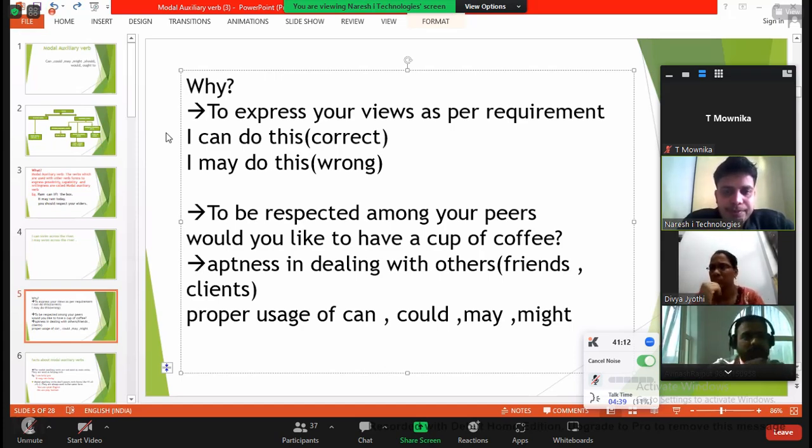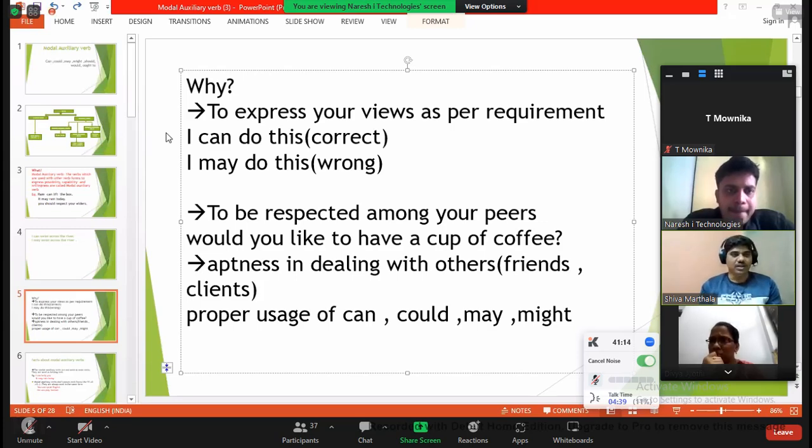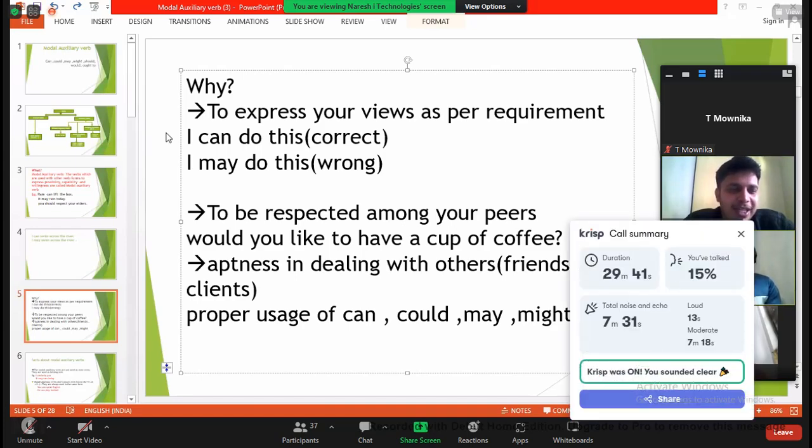Sir, in these modal auxiliary verbs, will you cover "Shall I bring" instead of "Do you want"? Shall I bring a cup of coffee? Would you like? We are like now only the trailer is going on. The movie is yet to begin. So now only the characters are being introduced, and then I'm going to tell why the movie is going to start.